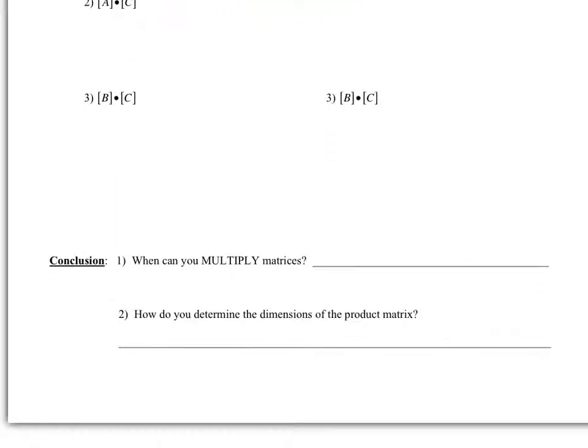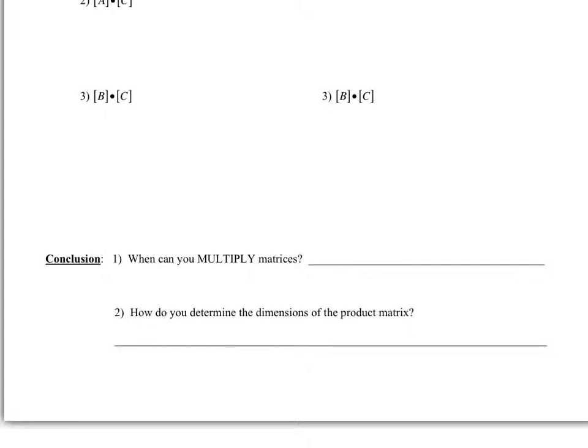All right, so here's a rule. When we multiply matrices, okay, we can't just multiply them if they have the same dimensions. Something needs to match up. So what we do is we compare the columns of the first matrix to the rows of the second matrix. If those match up, we're good to go. So when can you multiply matrices? When the columns of the first matrix match the rows of the second matrix.